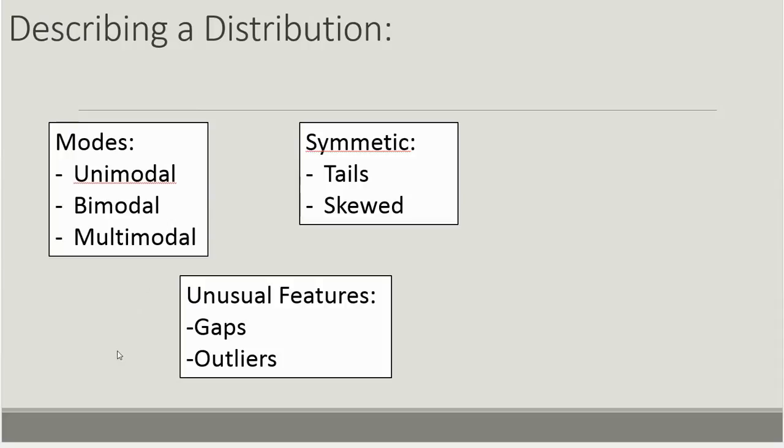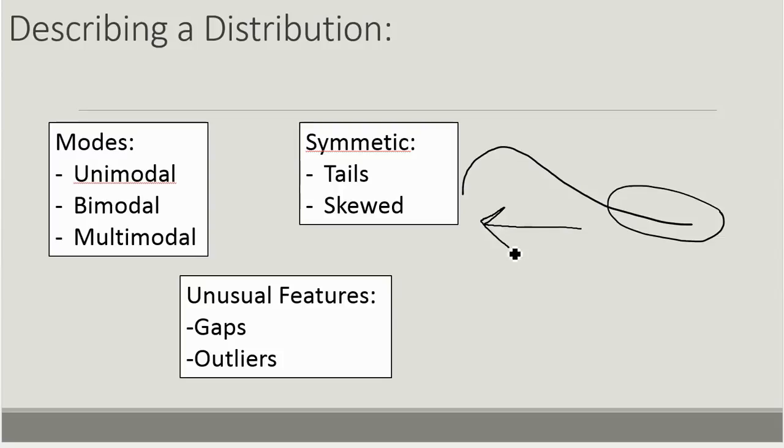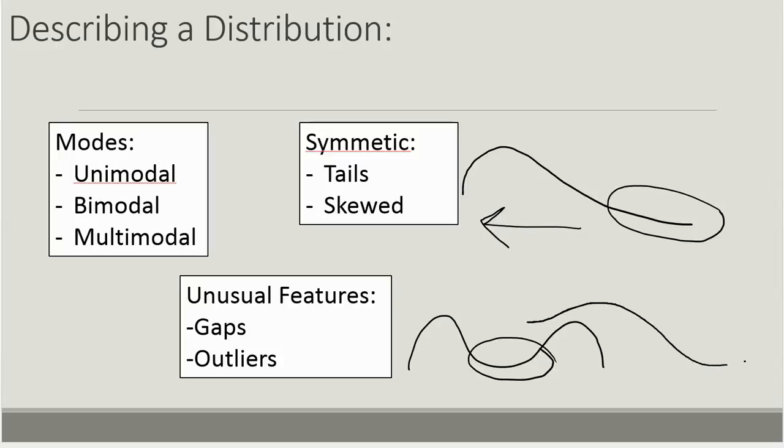Tails are the ending parts of your distribution. So this right here would be your tail, and it is skewed that way. Unusual features would be a gap. So you have a big spot in the middle that's open. And outliers would be if you had a point way out here and the rest is all over there. That's an outlier. Don't necessarily get rid of your outliers. They can be very important.